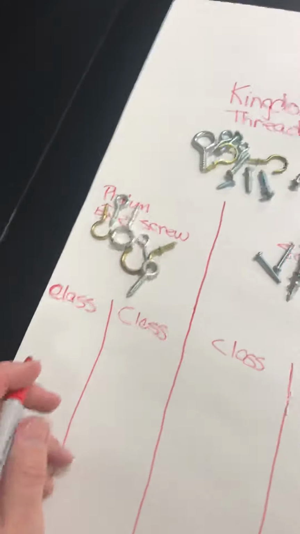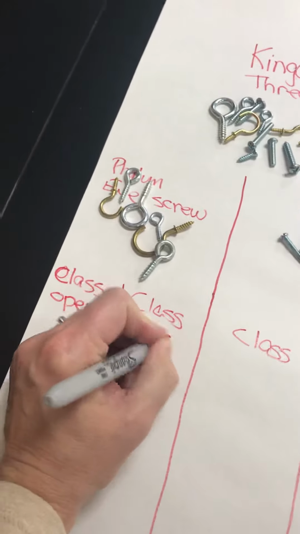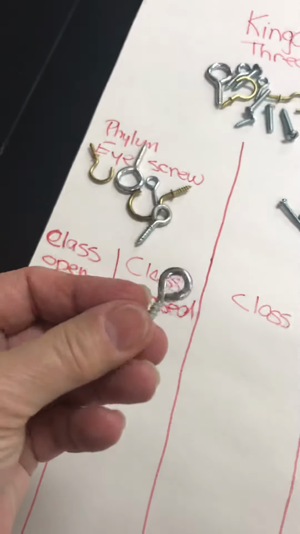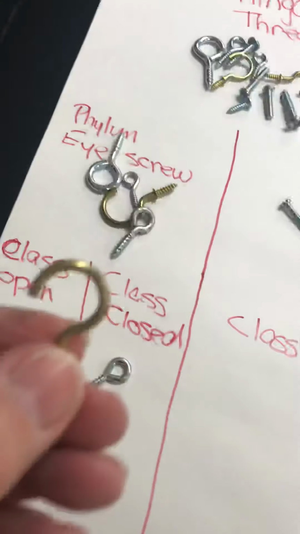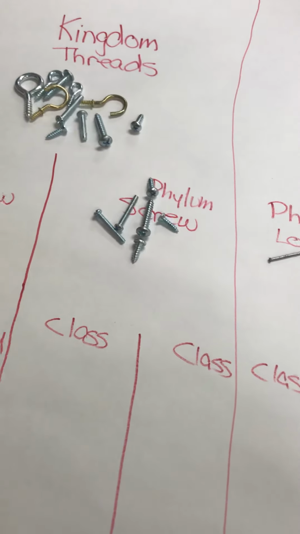I'm going to do phylum eye screw. I'm going to do it open and close, and I'll show you what that meant in a minute. Open is an eye screw that's closed. It's a complete loop. Or excuse me, that's closed. Here's open. It's not quite closed. All right, so I'm going to put these like this. I'm running out of pieces, so I'm just going to pull them down here.